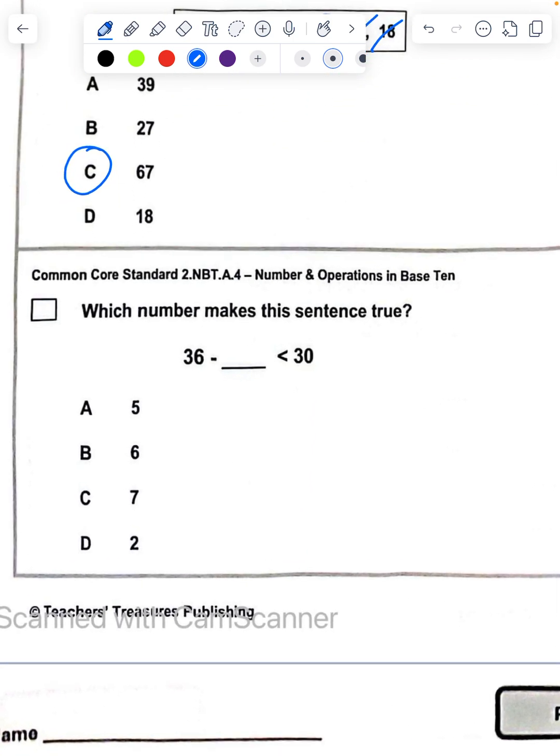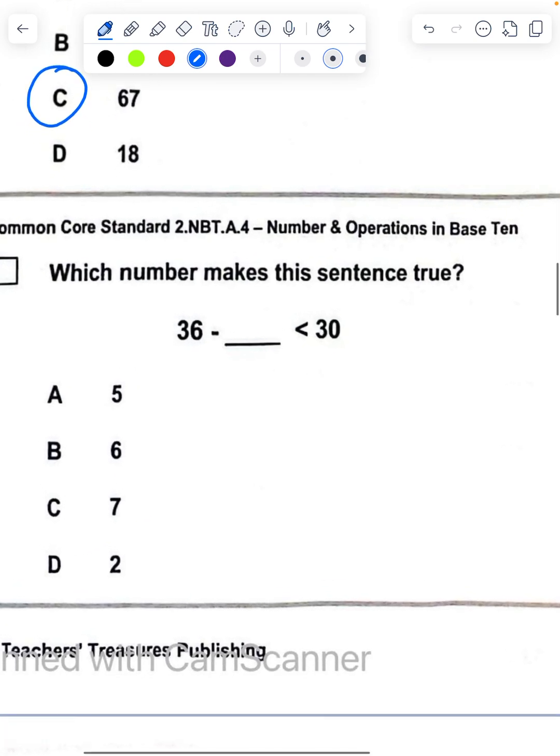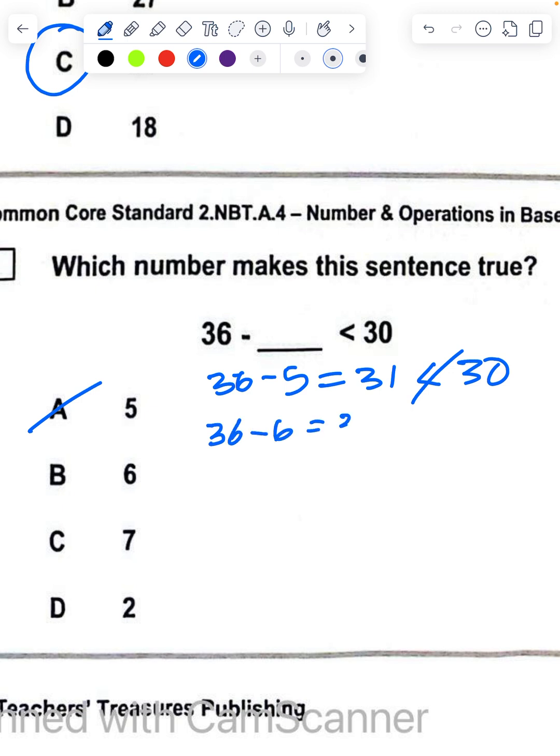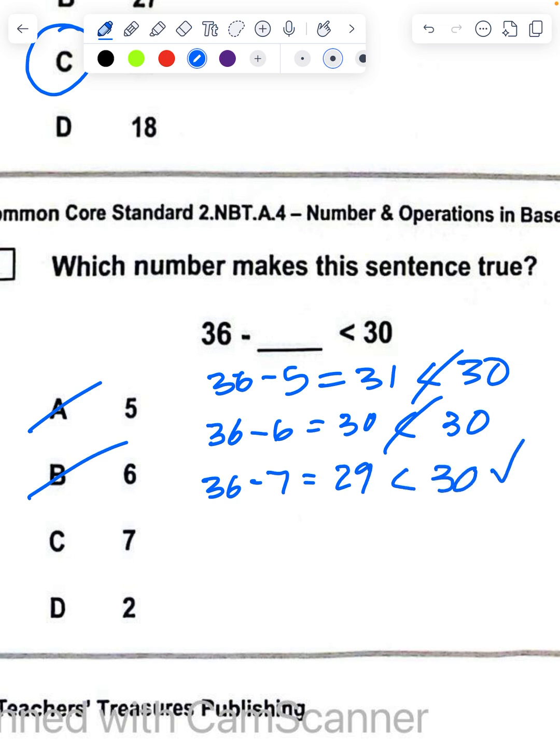Okay. Which number makes this statement true? So 36 minus what would be less than 30. So let's plug in all these numbers. First let's do 5. So 36 minus 5 would give us 31, and 31 is not less than 30, so it can't be A. Next, 36 minus 6 gives us 30. 30 is not less than 30, so it can't be B. Next, let's do 7. 36 minus 7 gives us 29, and 29 is less than 30, so we can leave that for now. And 2. So 36 minus 2 would be 34, and 34 is not less than 30, so it would not be D. So the answer is C.